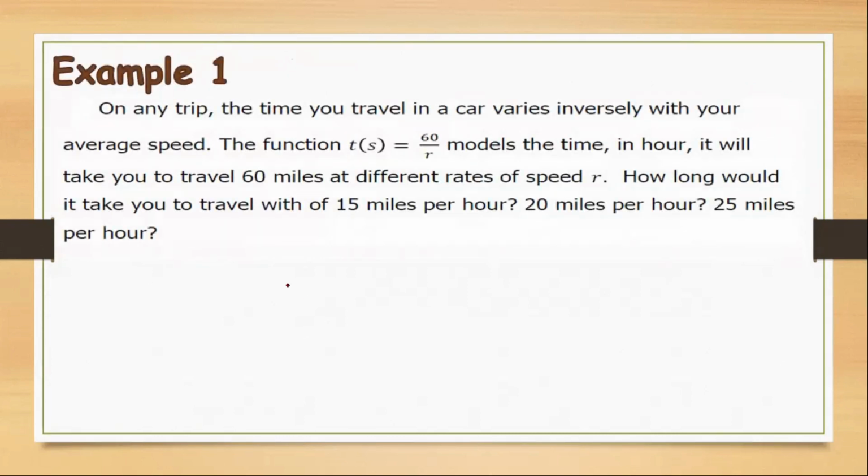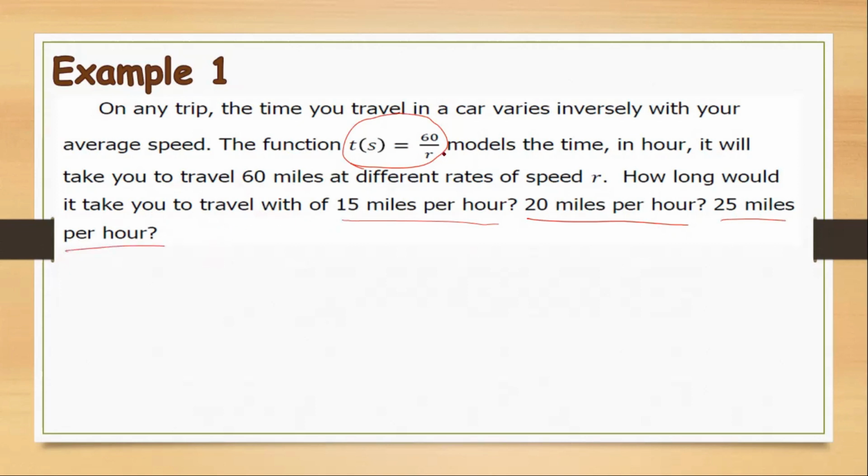We have here our example number 1. On any trip, the time you travel in a car varies inversely with your average speed. The function t of r equals 60 over r models the time it will take you to travel 60 miles at different rates of speed r. How long would it take to travel at 15 miles per hour, 20 miles per hour, and 25 miles per hour? So we are looking for the time here.